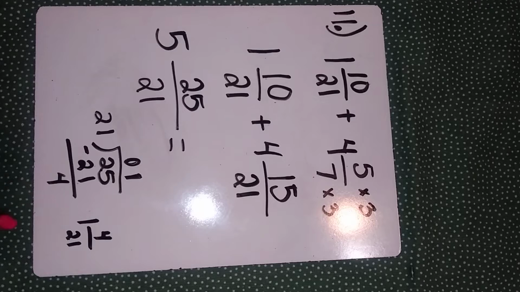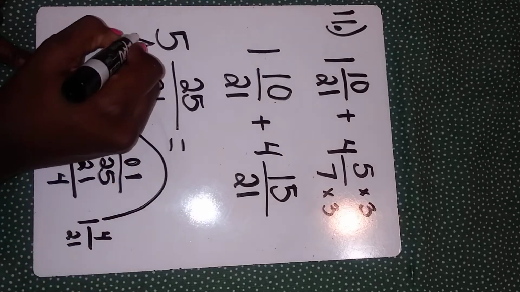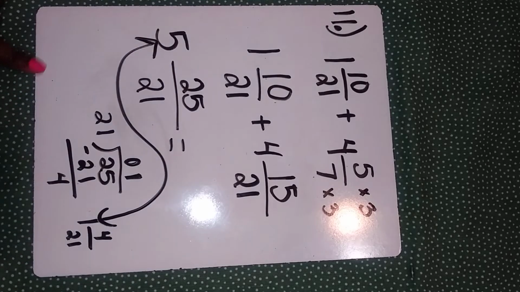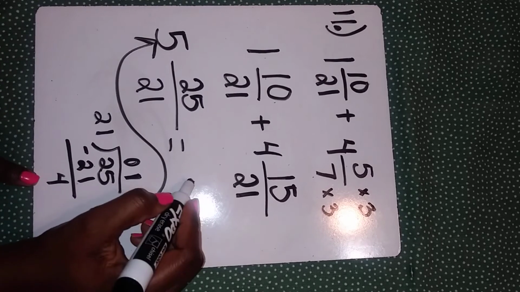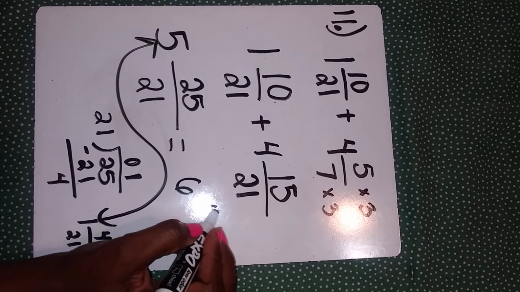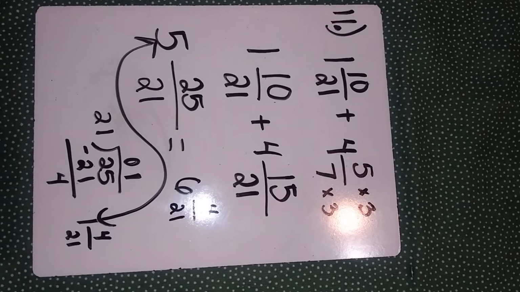Okay, so I can use this right here. Now the only thing I'm going to do that's different, these whole numbers right here, I got to add them together. So I got 1 plus 5. 1 plus 5 is 6, and then I'm going to keep 4 over 21. Now let me go back mentally.